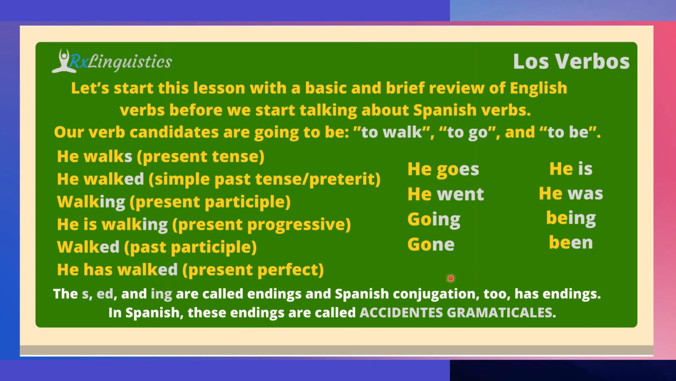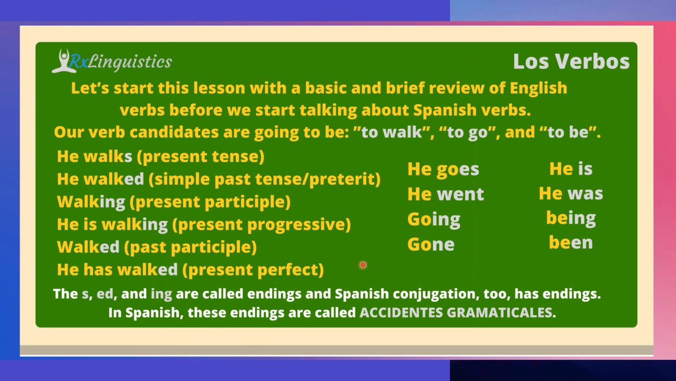So the modifications that the verb goes through, like third person singular is S, simple past is ED, present participle is ING, and present progressive is ING, and this is past participle, and present perfect also uses the past participle plus the auxiliary, and then you add the main verb plus the ED that denotes past participle. So all those different endings that you have here, they are referred to in Spanish as accidentes gramaticales.